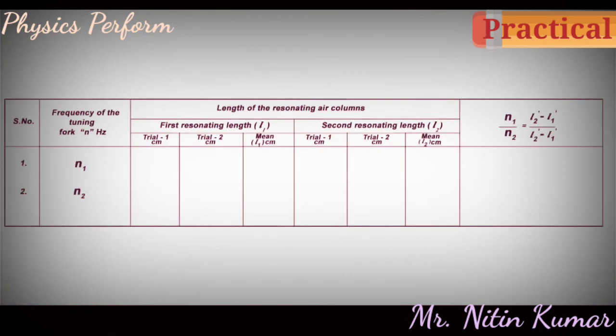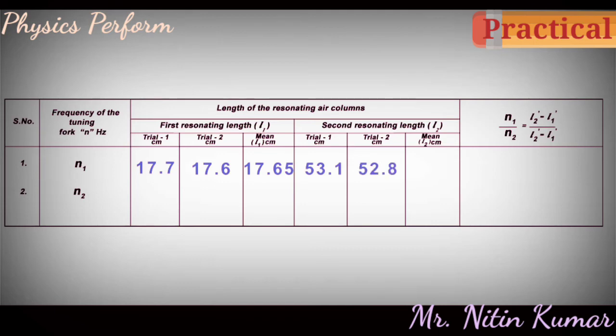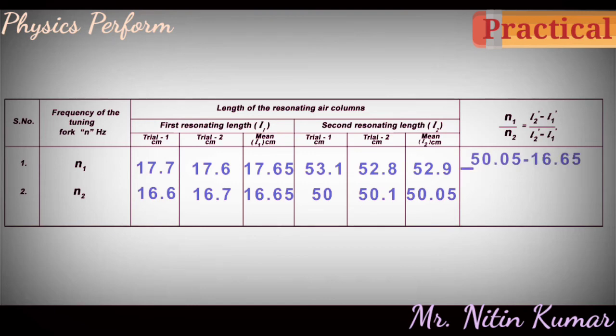For a tuning fork of N1 frequency, first resonating length, trial 1 is 17.7, trial 2 is 17.6, and the mean of the two trials is 17.65. For the second resonating length, trial 1 is 53.1, trial 2 is 52.8. The mean of these two trials is 52.9. Similarly, for a tuning fork of frequency N2 are as follows. Therefore, the value of N1 by N2 is equal to 0.94.